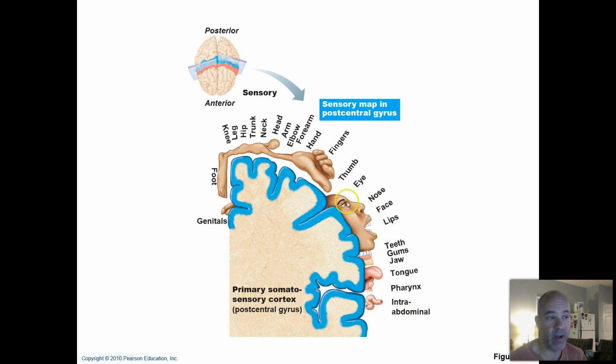Kind of like we saw with the muscles, you've got a big area along in here that's devoted to facial sensations. Your face is very sensitive to touch and other types of sensations. You have a lot of area devoted to the hand, lesser to things like the legs. Although look at your feet, you've got a pretty big area devoted to the foot.